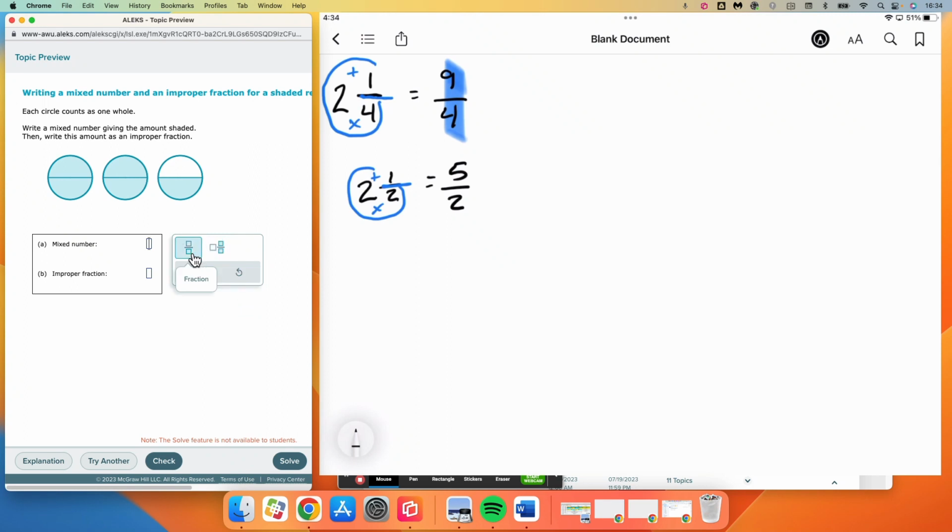So the mixed number, again, what I tend to do, I guess you do have a mixed number button. You could use this button, or you could just put a fraction in and then click in front of it. So 2 and 1/2. For the improper fraction, I've got 5/2.